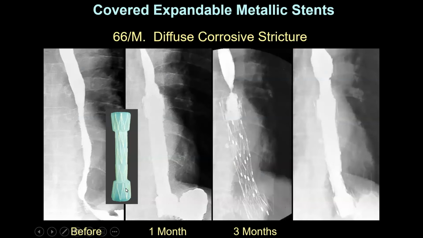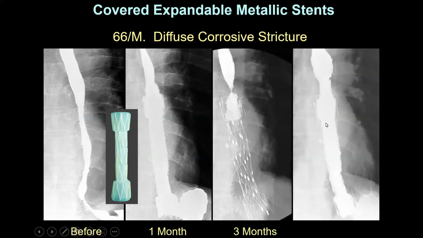So this is a 2nd generation stent. That is not a retrievable stent, just a covered stent. In this patient with the diffuse corrosive stricture, we placed the 2nd generation stent with a good result, but at 3 months, follow-up esophagogram shows new stricture above the stent. So we placed the 2nd stent over the 1st stent with a slight overlap at the end.